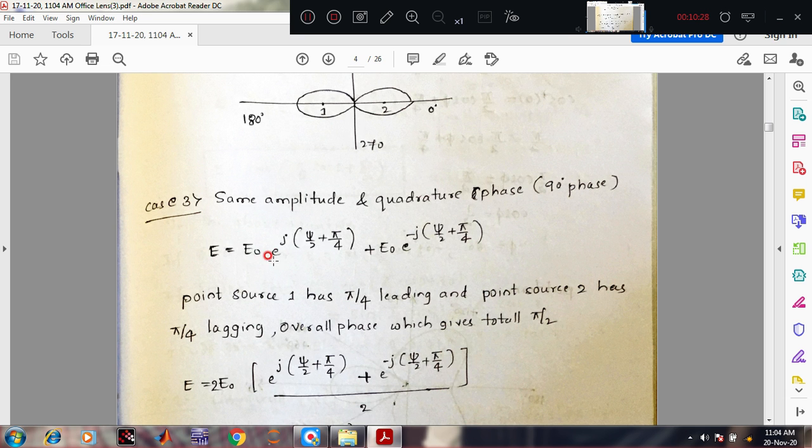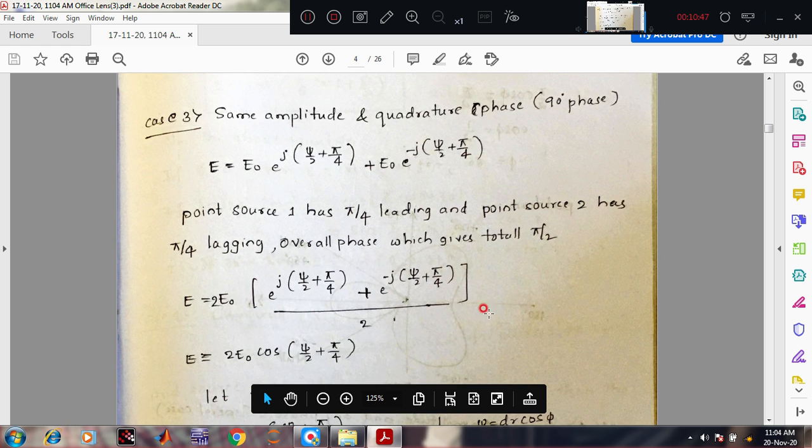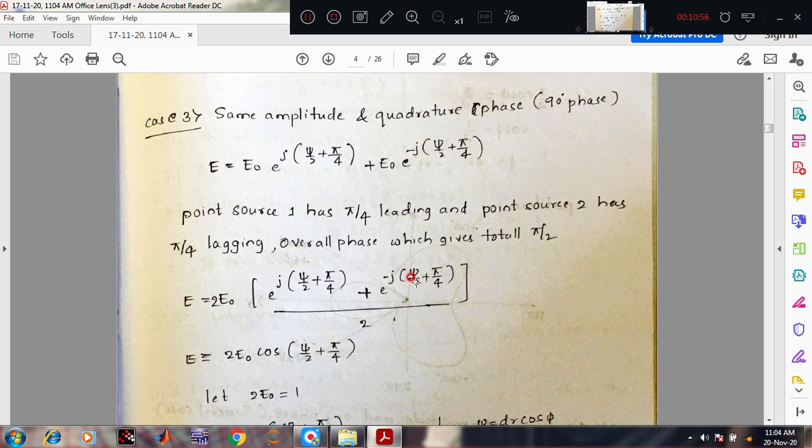So E will be what? E naught e raised to j psi by 2 plus pi by 2, plus E naught e raised to minus j psi by 2 plus pi by 4, right? So point source 1 has pi by 4 leading and point source 2 has pi by 4 lagging. Overall phase that results in what? Pi by 2. Therefore, I will multiply here by 2 again and divide by 2, it's 2 E naught times e raised to j psi by 2 plus pi by 4 plus e raised to minus j psi by 2 plus pi by 4, by 2, whole.